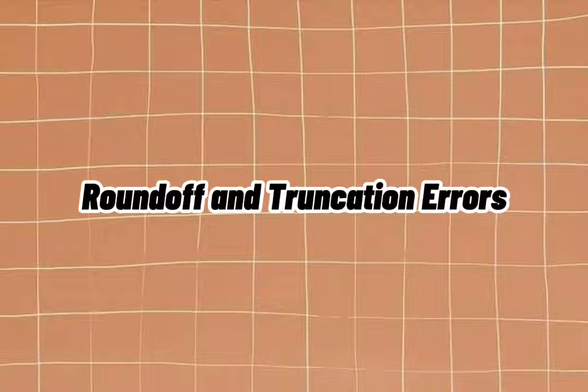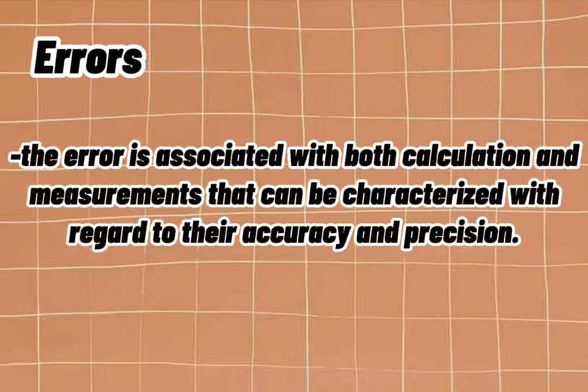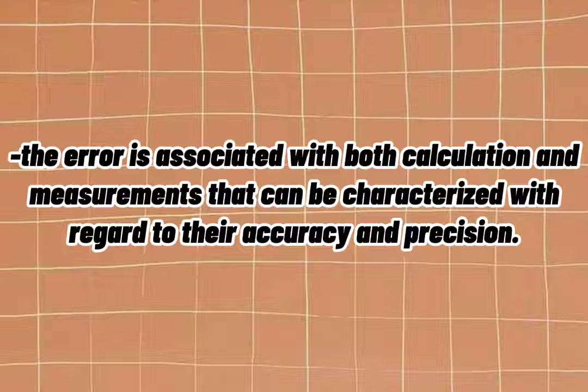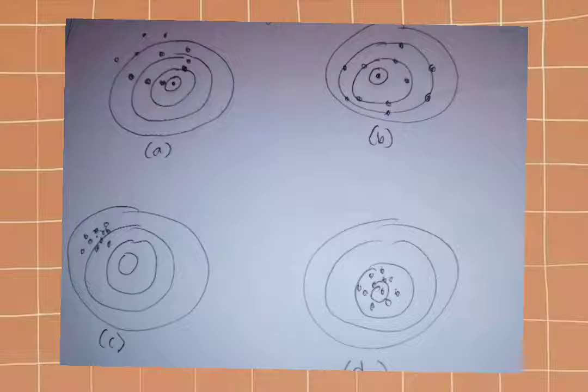So next, we will move on to our next lecture, which is round-off and truncation errors. So we have here the errors. Errors are associated with both calculations and measurements and can be characterized with regard to their accuracy and precision. Accuracy refers to how closely a computed or measured value agrees with the true value, and precision refers to how closely individual computed or measured values agree with each other.